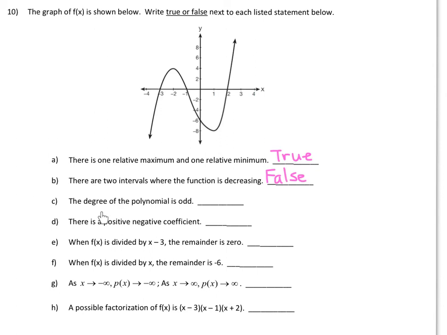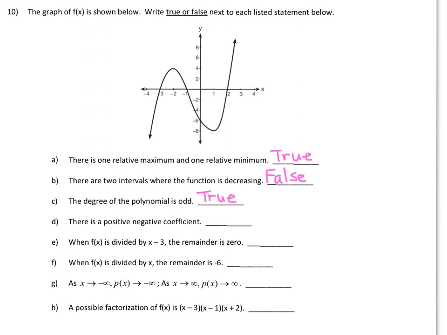All right, the degree of the polynomial is odd. Well, we know for an odd degree function, the arrows are pointing in different directions. So if this is pointing down and this is pointing up, they're pointing in different directions. So this is odd. Okay, so this is a true statement. For an even function, the arrows would be pointing in the same direction. They'd both be pointing up or they'd both be pointing down.